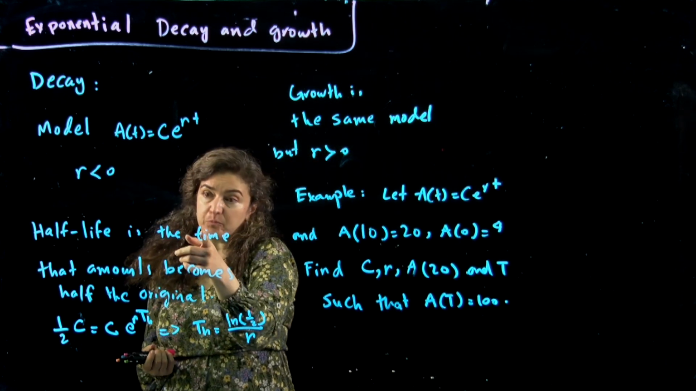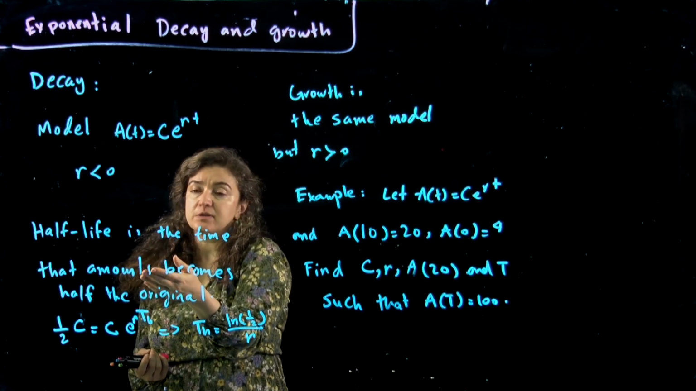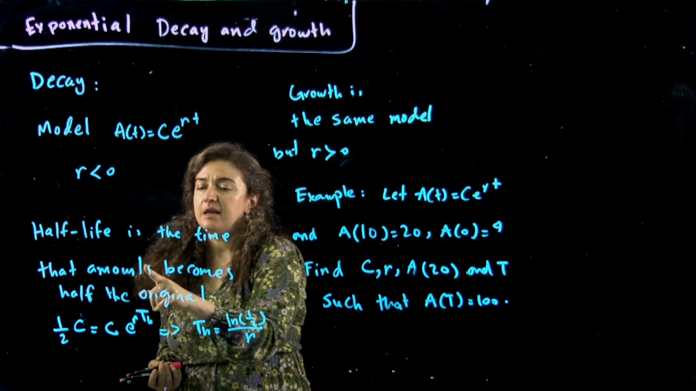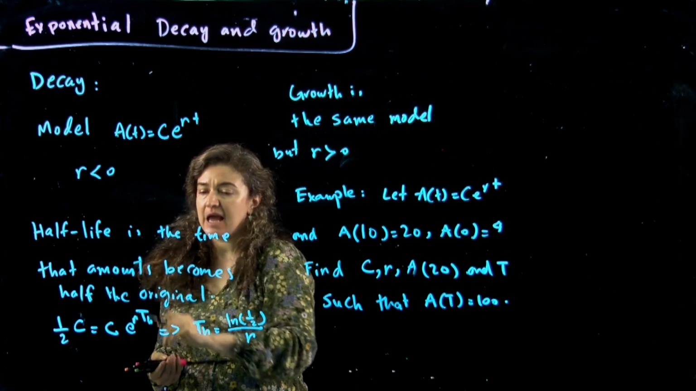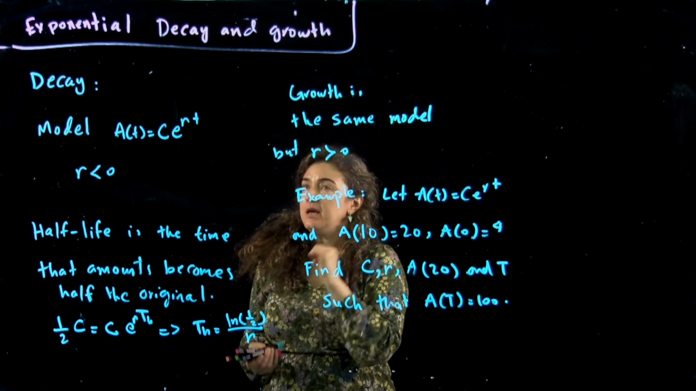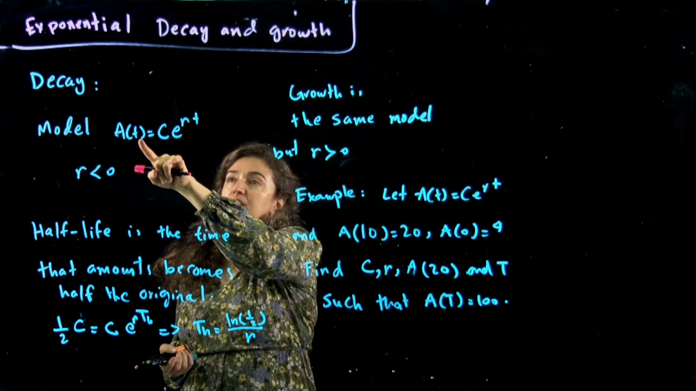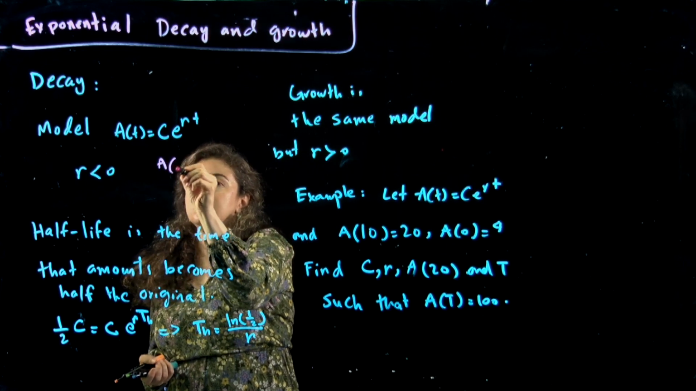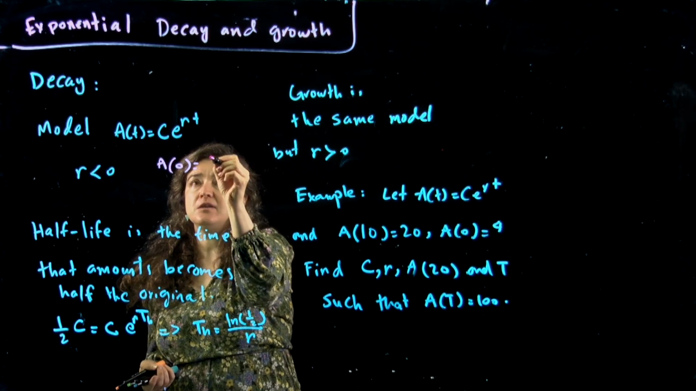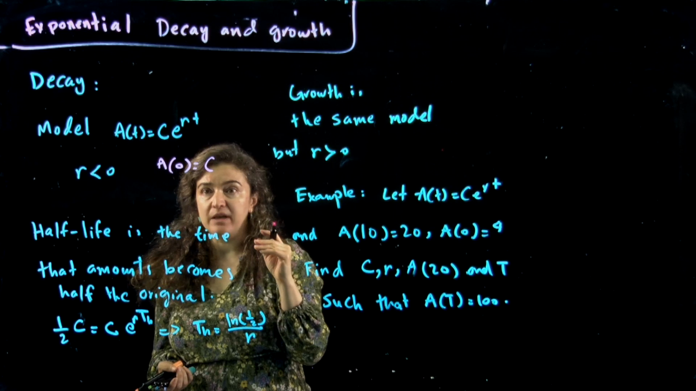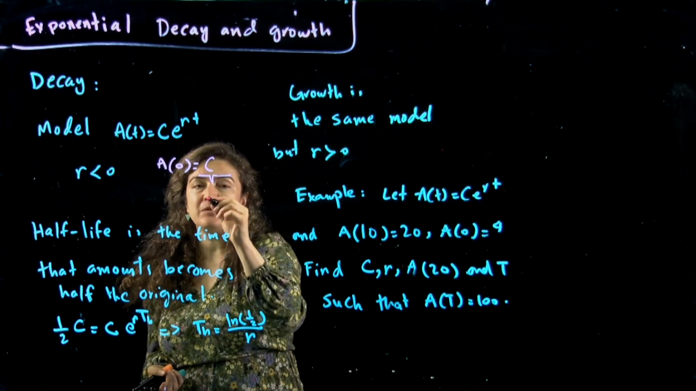Half-life makes sense for exponential decay. Half-life is the time that the amount becomes half of the original. Please notice, if I plug in 0 for t, A(0) is going to be c times e to the power 0, which is 1. So c is the original amount.